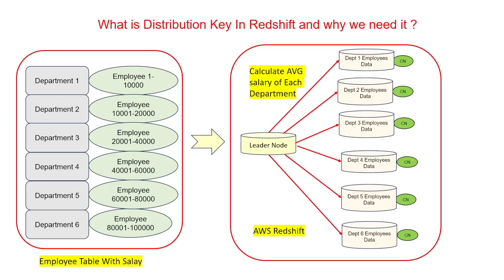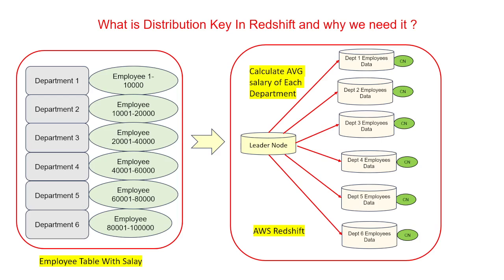To explain it in a simpler manner, I created this diagram for all of you. On the left-hand side, you can think of this as a very simple employee table, which has employee IDs, the corresponding department IDs where the employees are working, and the corresponding salary for the employees. Now the requirement is to write a SQL query to find the average salary for each department. On the right-hand side is the Redshift architecture where the query will be executed.